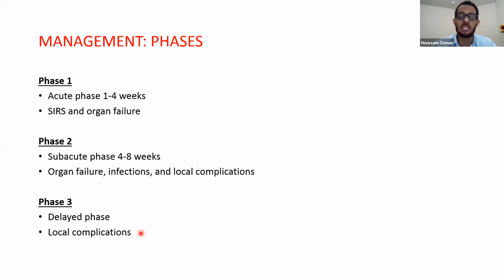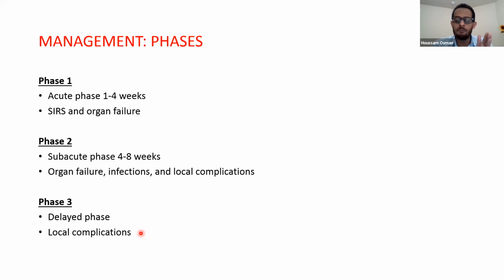Just because we say something will belong to phase 2 does not mean that it will not happen in phase 1, if that makes sense. Generally speaking, phase 1 is usually the first 3 to 4 weeks. Usually it's a manifestation of SIRS, systemic inflammatory response syndrome, and organ failure.